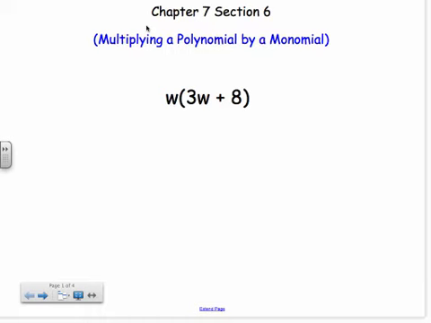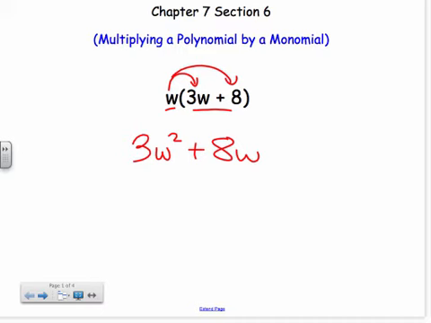All right, we're going to be multiplying polynomials by monomials today. So quick review, let's just look back at our distributive property that you've dealt with before. In this case, I have a monomial on the outside, and I'm going to multiply it by a polynomial, and in this case, a binomial, right? Two terms. Before using the distributive property, we simply take the w and we multiply it by each term. So w times 3w, and w times that positive 8 there. And when we go ahead and do that, we end up with 3w to the second plus 8w.